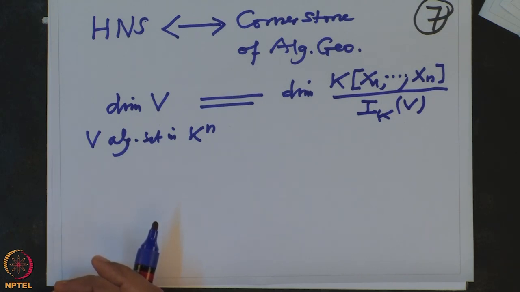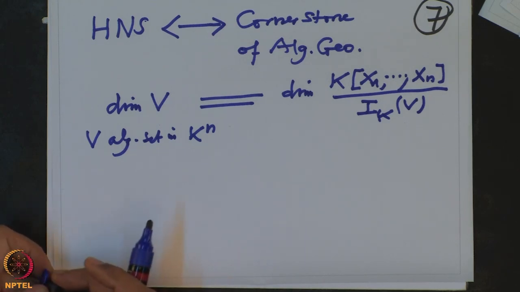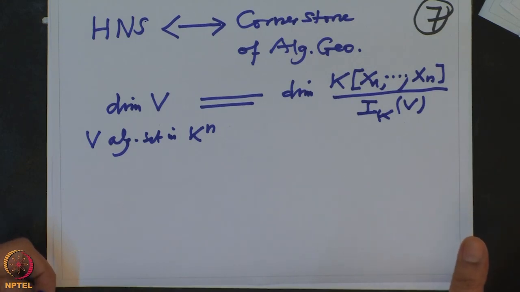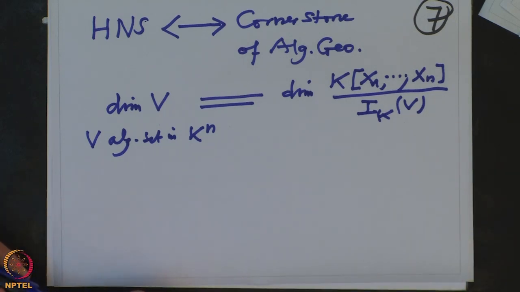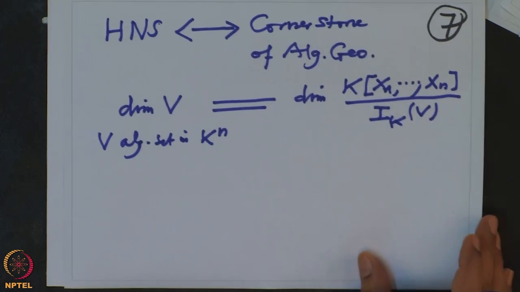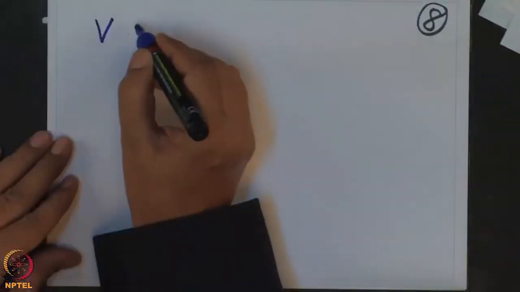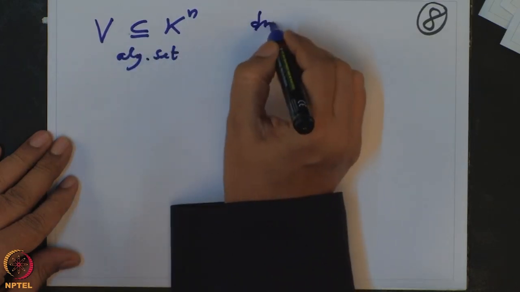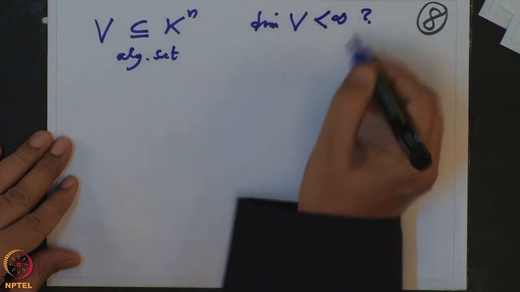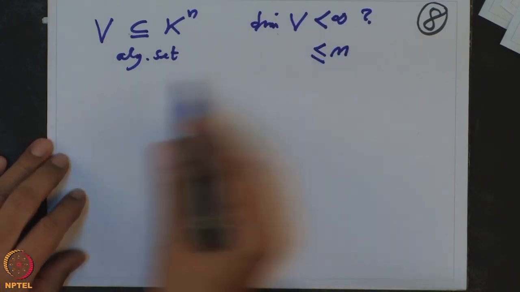All right, now having defined this, the question is how do we compute this definition of a supremum of lengths of chains of prime ideals? This looks quite complicated. So later in the course, from this definition, it is not even clear that if I take V an algebraic set in k^n, whether the dimension of V is finite or bounded by n. This is not at all clear.